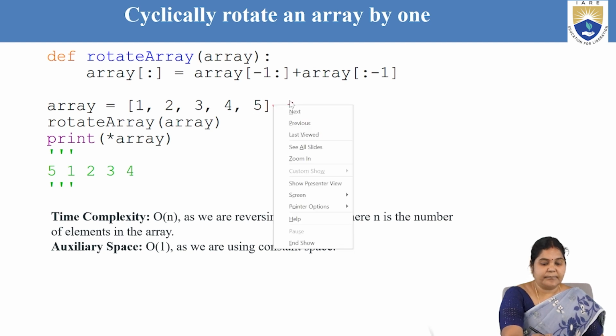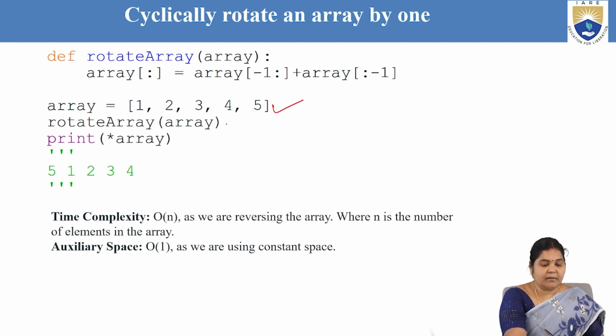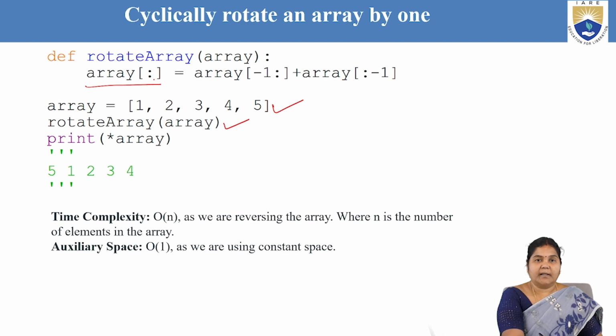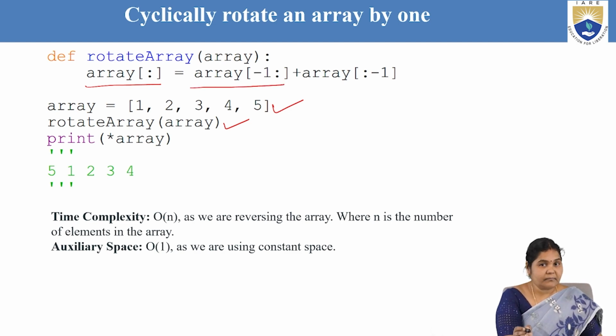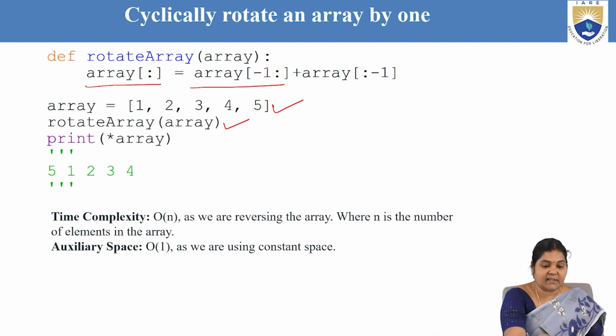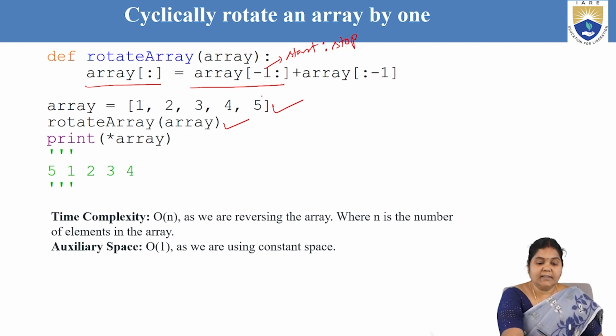So, A is the original array, and we are calling rotate array and passing the array. Now, how to get the new array after doing cyclical rotation by one place? It is nothing but array of -1 colon. -1 colon means this is the starting place. This is start colon stop in Python. So, -1 means the last element.